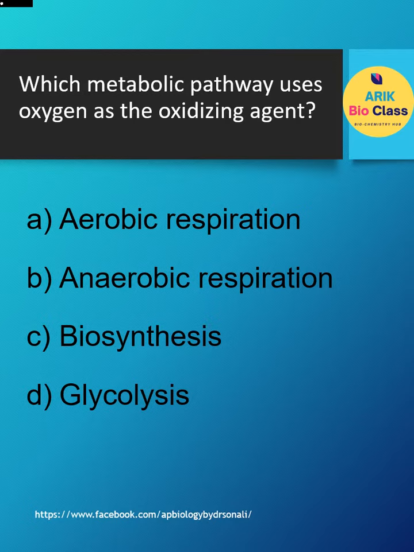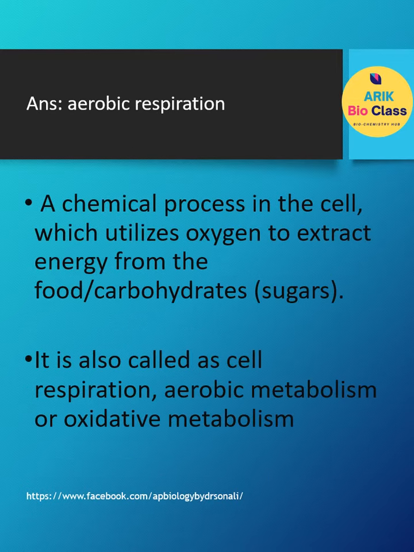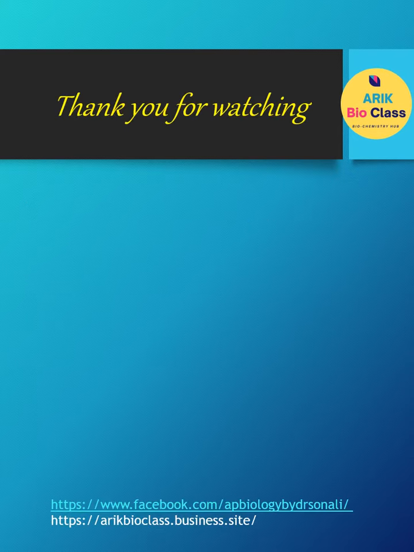Well, the answer is aerobic respiration. Why is it? Aerobic respiration is a chemical process in the cell which utilizes oxygen to extract energy from the food such as carbohydrates. It is also called cell respiration, aerobic metabolism, or oxidative metabolism.